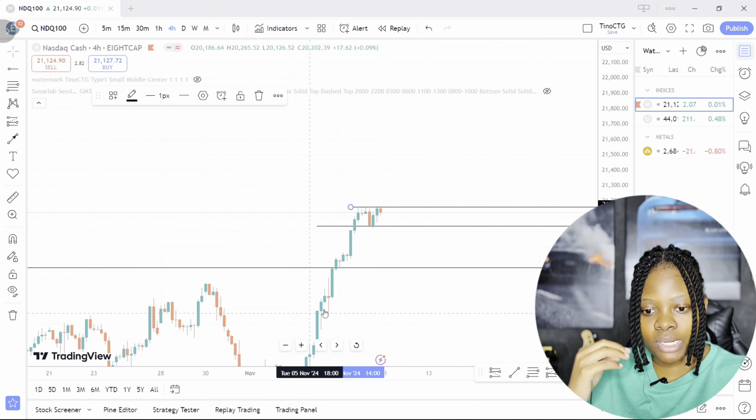So that's what we're looking at also on Nasdaq. We'll see a potential retracement to this level. It's a strong zone. Also want to see the market rejecting at this level.